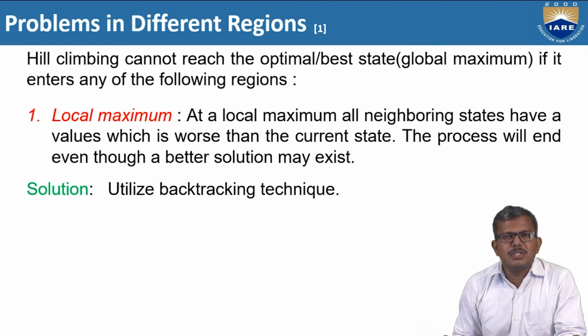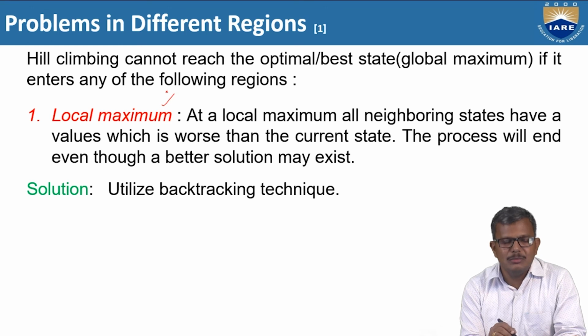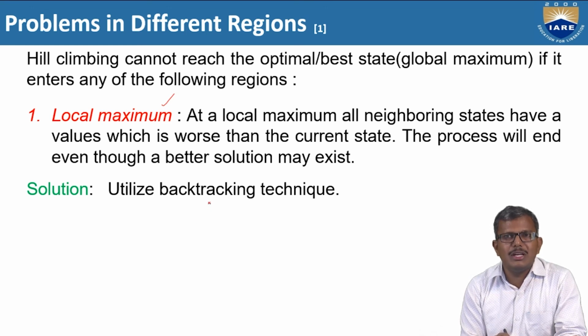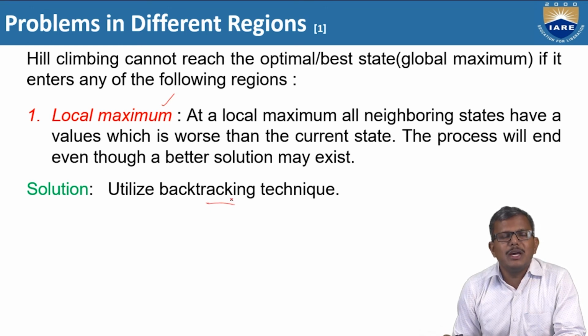So what should be the solutions? If your algorithm is facing this local maximum, then the one important solution is that you have to apply the backtracking mechanism. That means visit the state previous to your current state and continue your search process.